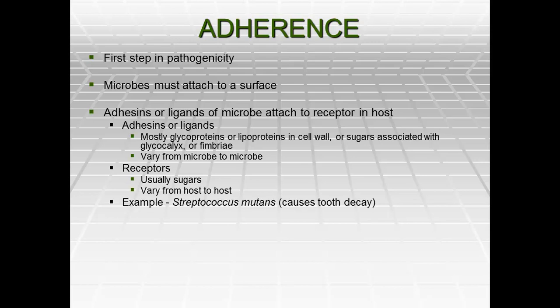Example, Streptococcus mutans, which causes tooth decay. It converts the glucose to dextran, and dextran is used in the glycocalyx.